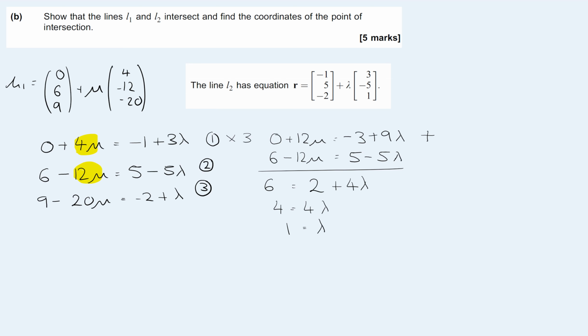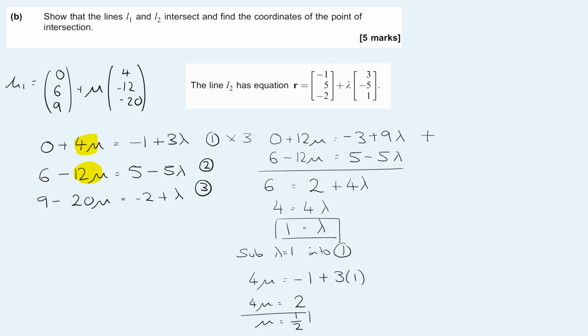From there, let's substitute lambda equals 1 into equation 1 before I did any multiplication to it, nice and simple. So 4 mu equals minus 1 plus 3 lots of 1. So 4 mu is equal to 2, so mu is equal to a half. Okay, so I've got lambda equals 1 and mu is equal to a half.